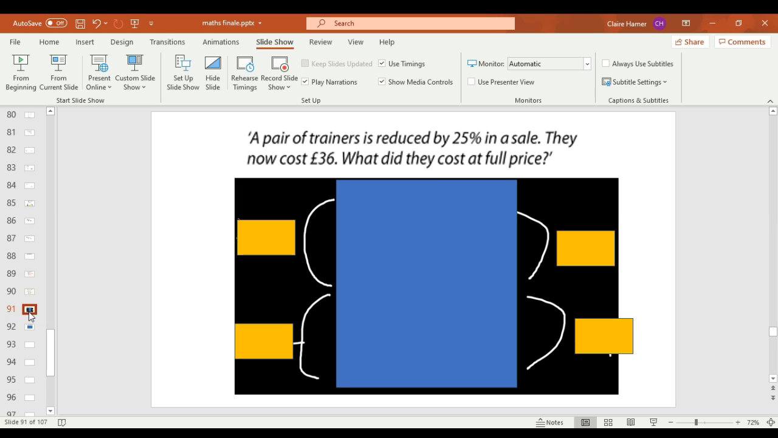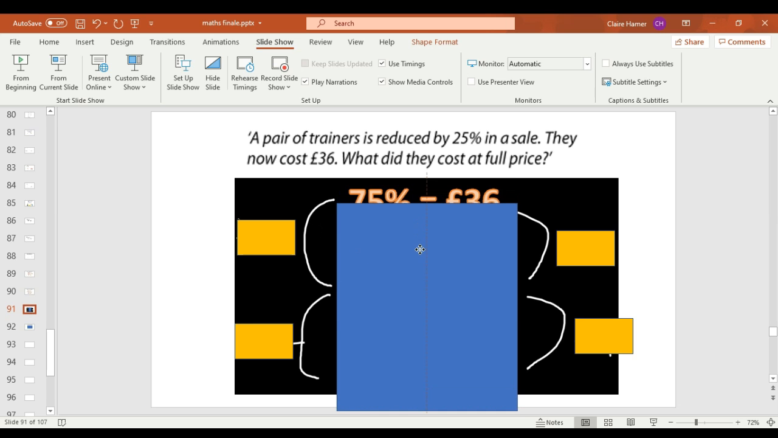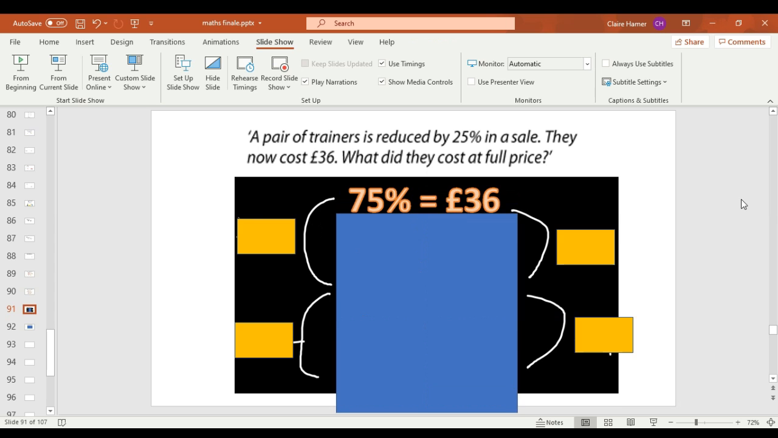So write down the fact that you know. So when he's gone to the till, what percentage of the total did he actually have to pay? Okay, the trainers were reduced by 25%. Nearly said the answer then. So what percentage is equal to £36? Write the fact down. Okay, so hopefully you've worked out that 75% is equal to £36.